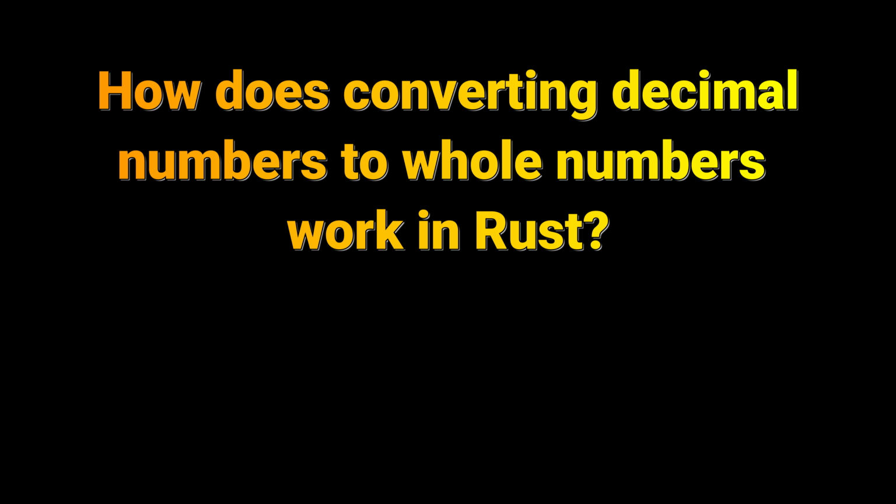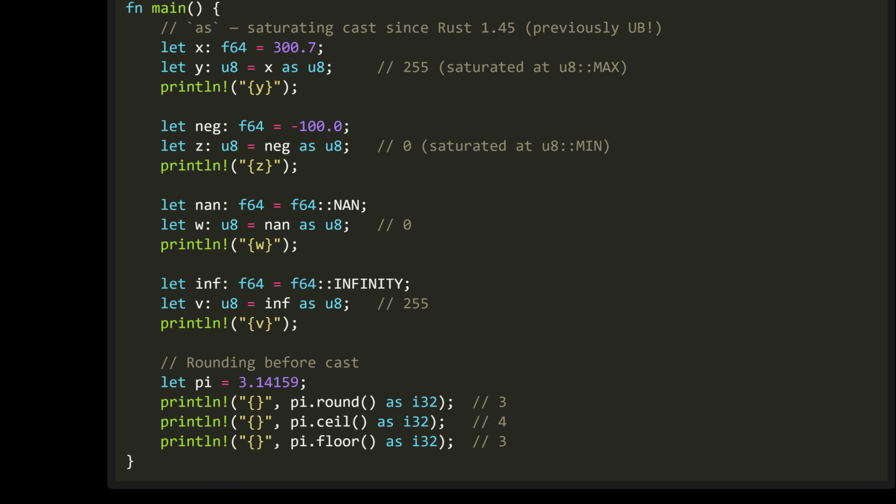Question. How does converting decimal numbers to whole numbers work in Rust? When you convert a decimal number to a whole number using the as keyword, Rust uses saturating conversion. This means if the number is too large for the target type, it becomes the maximum possible value. If it's too small or negative, it becomes 0. For the special value NaN, it also becomes 0. You can also round the number first using methods like round, ceil, or floor before converting it.